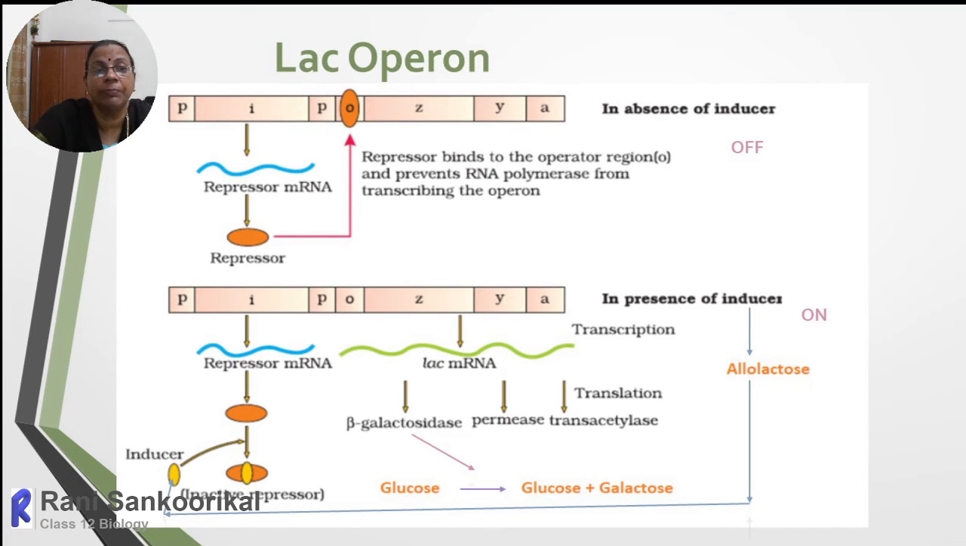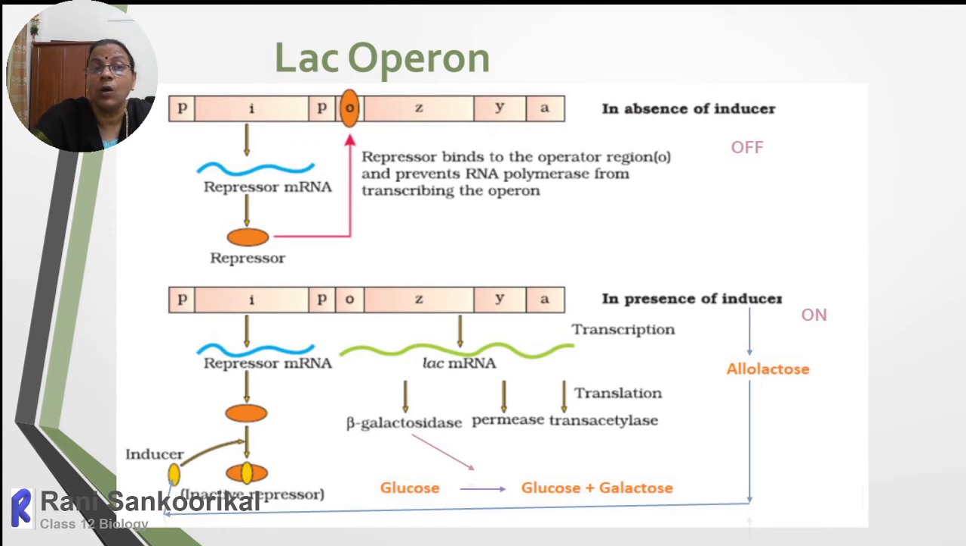In the absence of mRNA production, translation also will not take place. This is the situation in the absence of lactose, that means when glucose is present in the medium. The production of lactose-breaking enzymes is not needed because enough glucose is present, and the bacteria can directly utilize it. There is no need to spend much energy breaking lactose, because lactose is absent. Glucose is enough, and the bacteria can live with glucose itself.